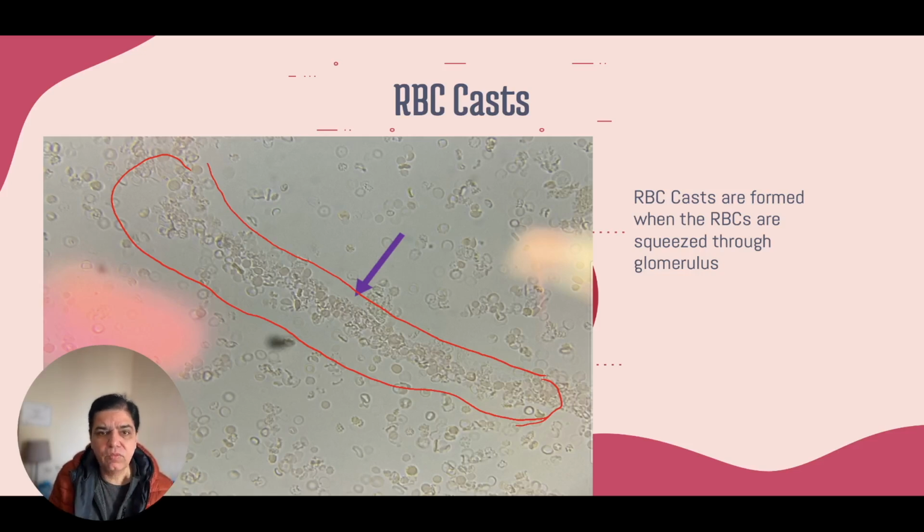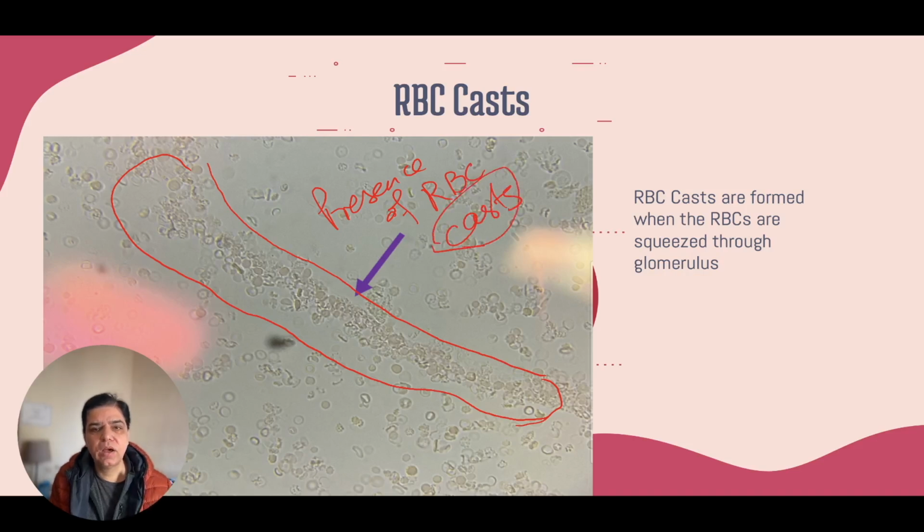So the presence of RBC casts actually tells you that the blood is of what? Glomerular region.